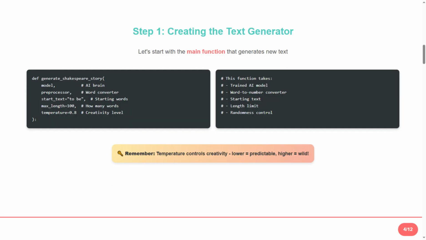Let's start building. Our main function is like the control center of our story generator. See these parameters? The model is our AI brain. The preprocessor converts words to numbers. Start text is what we begin with. Max length controls how long our story gets, and temperature. This is super cool. It controls how creative or predictable the AI gets. Low temperature means safe, predictable writing. High temperature means wild, creative stories. It's like adjusting the AI's personality dial.